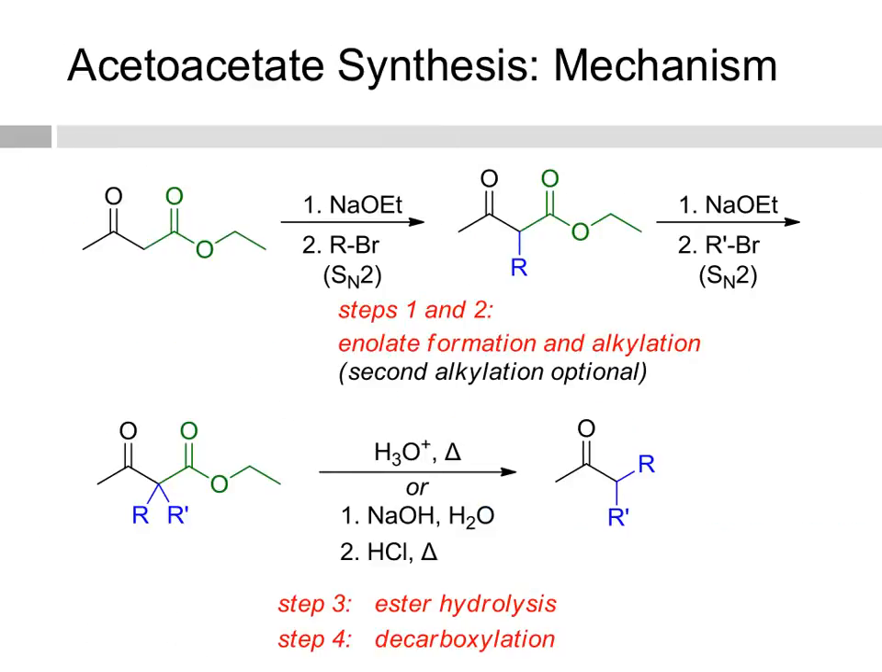So the mechanism of the acetoacetate synthesis is deprotonation to form the enolate, followed by alkylation using an SN2 reaction, and then we repeat that if we want to put in a second R group. So this is an enolate formation and alkylation, followed by an enolate formation and alkylation, and then finally we do an ester hydrolysis and follow that with a decarboxylation. We can do steps 3 and 4 all together if we use strong acid, water, and heat, or we can do a base saponification and follow that by strong acid and heat to do the decarboxylation.